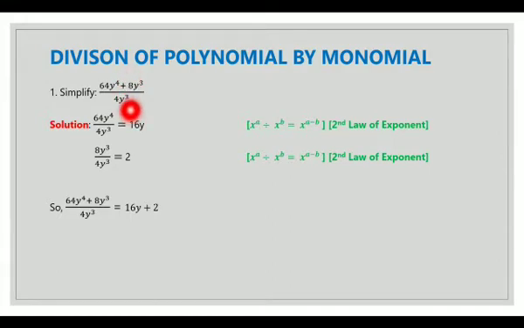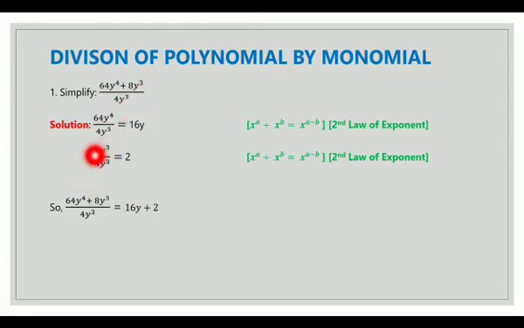Now I have to split the terms, that is 64y raised to 4 upon 4y raised to 3. So 4 ones are 4, 4 sixteens are 64, so 16. Now again y raised to 4 upon y raised to 3. Here again I am using the second law of exponent, x raised to a divided by x raised to b equals x raised to a minus b. So y raised to 4 divided by y raised to 3 equals y raised to 4 minus 3, which is 1. So 16y.